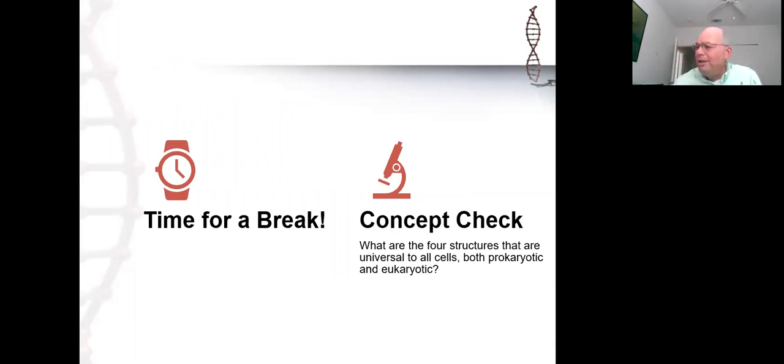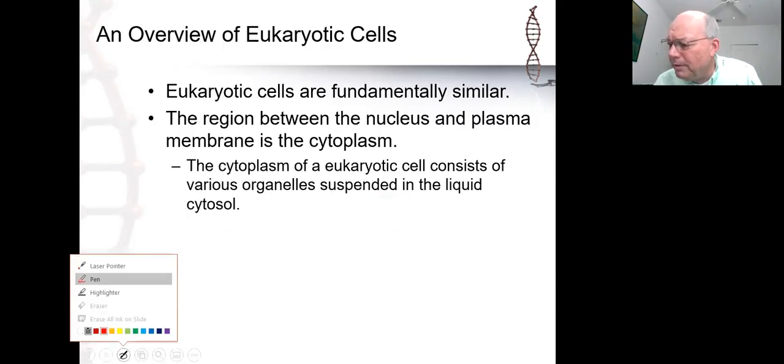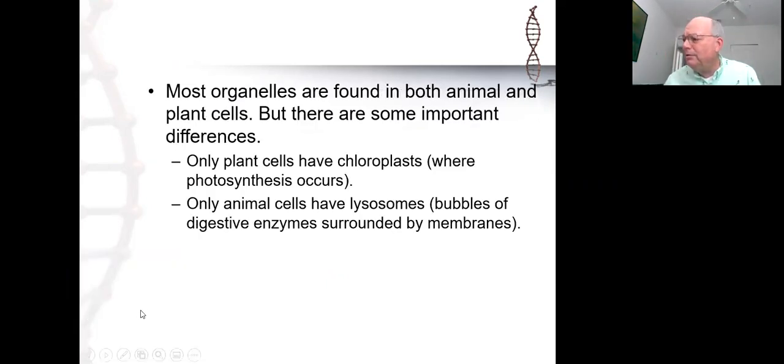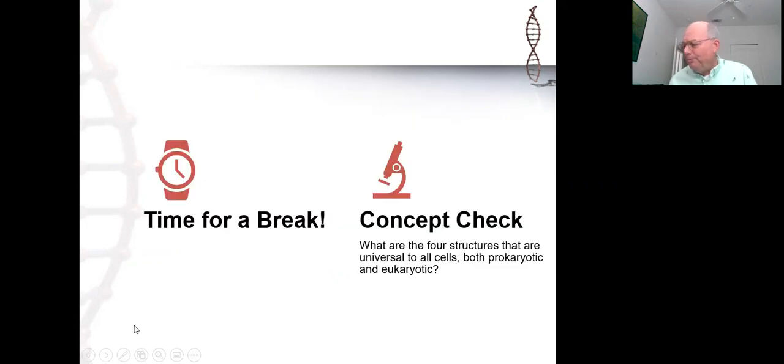So thinking about this question, what are the 4 structures that are universal to all cells, both prokaryotic and eukaryotic? Let me change over to black for, let me see if I can pull this up. And then we'll go back. So what are the 4 structures? Well, number 1 is a cell membrane.